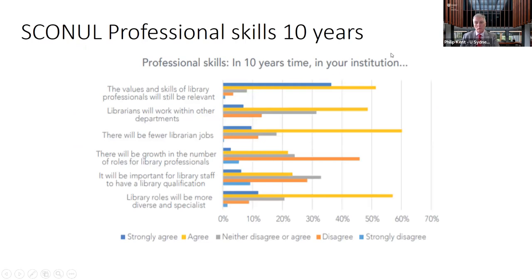Surveys of librarians within SCONL membership institutions paint a picture of anticipated future skills. Now, these predictions were made 5 years ago, and so if valid, we might expect to see some of these changes in 5 years or less. COVID may have accelerated some of these as well. It is encouraging that the respondents, and these were grassroots librarians across the sector, thought our values and skills would remain relevant and that library roles would be more diverse and specialist.